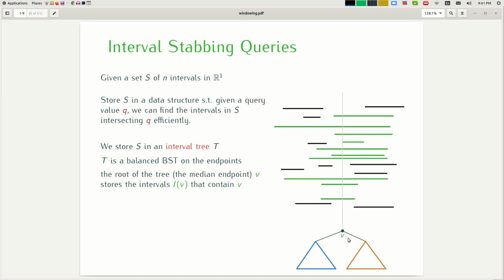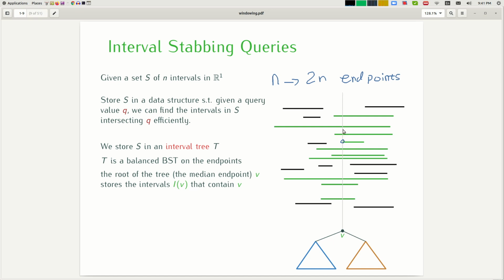To be more specific, we find the median endpoint. We find the endpoint that is in the middle, or that has the median x coordinate, in the middle of everything. So remember that this is done with respect to the endpoints, right? In other words, if I have n intervals, that gives me 2n endpoints. That gives me 2n x coordinates. And then I find the endpoint which has the median x coordinate among all these endpoints. Let's say it's this one.